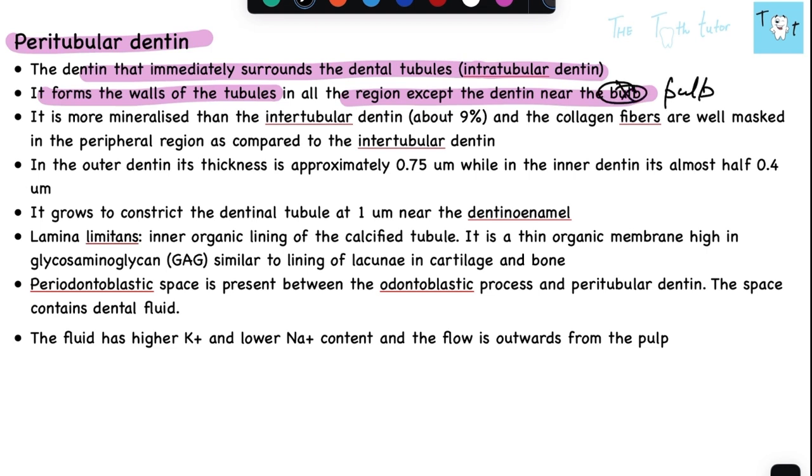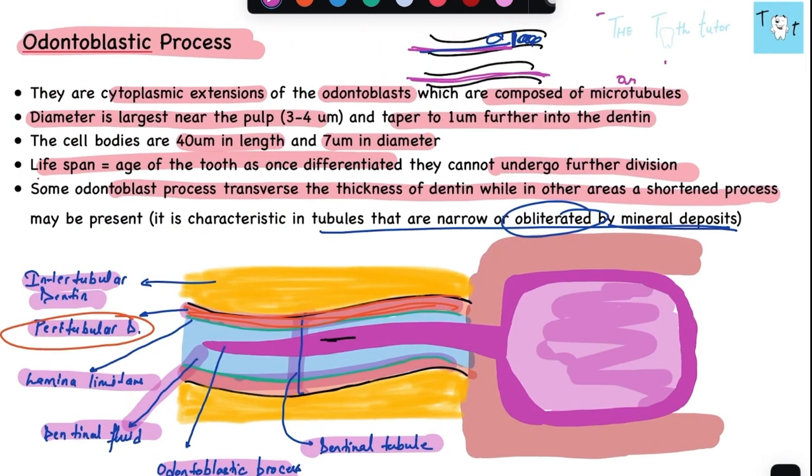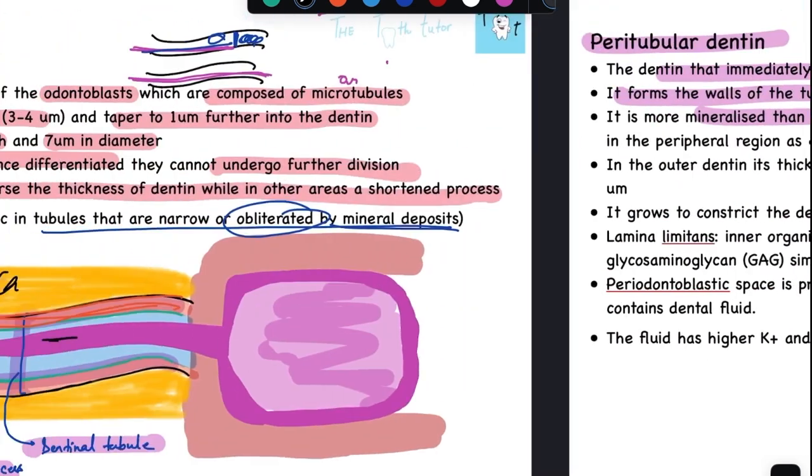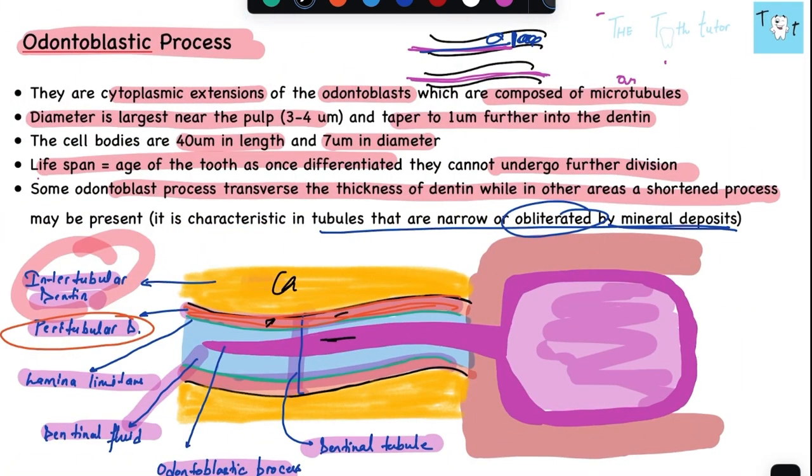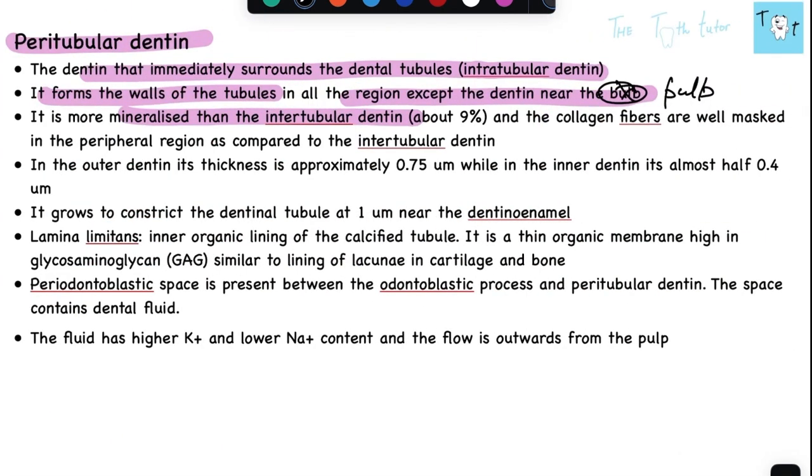It is more mineralized than the intertubular dentin. So remember, this is the intertubular dentin, the dentin that is present between two tubules, right? This is the intertubular dentin. So this peritubular dentin is more mineralized than this one. It is about 9% more mineralized.